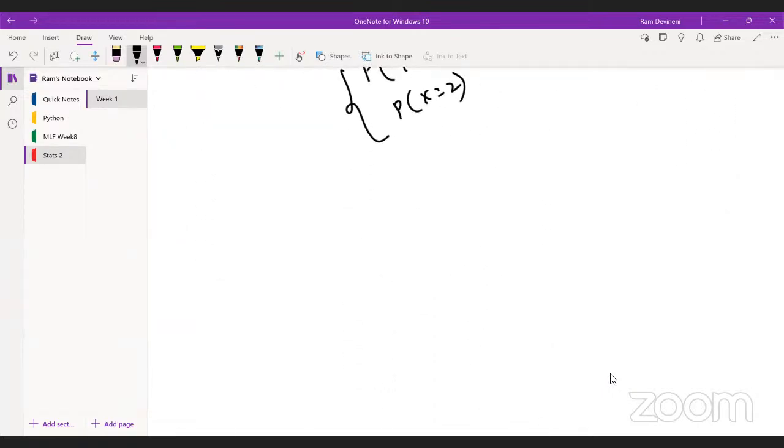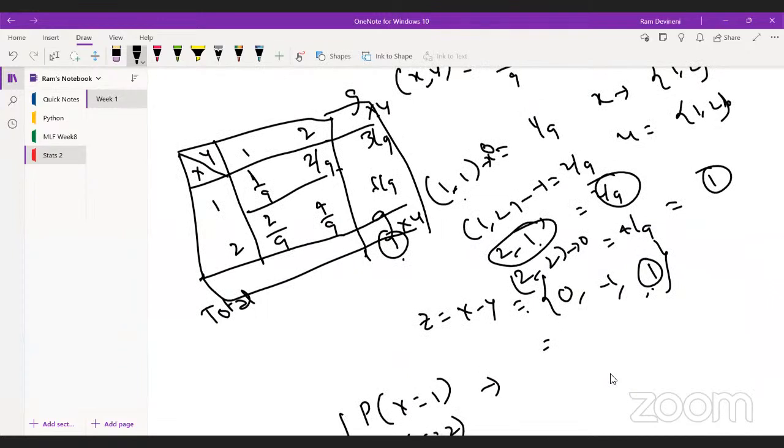The way you get it is, for example, if you want to get the probability of x equals to 1, where are all the cases it is happening? It's happening here, right? So p of x equals to 1 is nothing but 3 by 9. And the probability of x equals to 2 is nothing but this condition and this condition, which is going to be 6 by 9. Similarly, p of y equals to 1 is going to be 1 by 9 plus 2 by 9, 3 by 9. P of y equals to 2 is going to be 2 by 9 plus 4 by 9, 6 by 9.